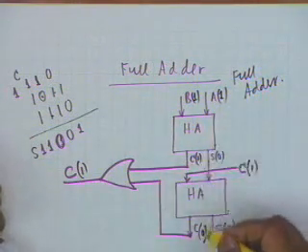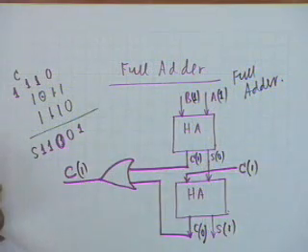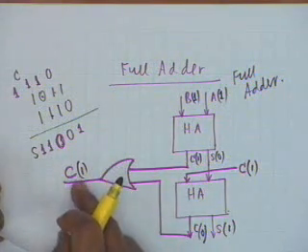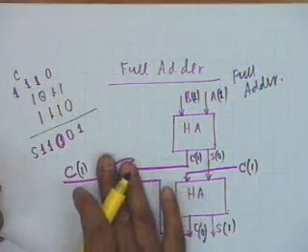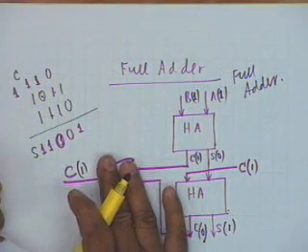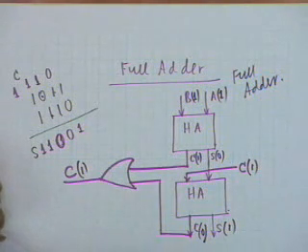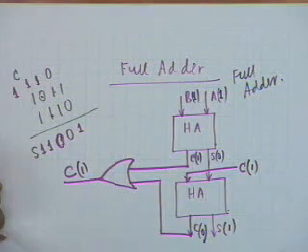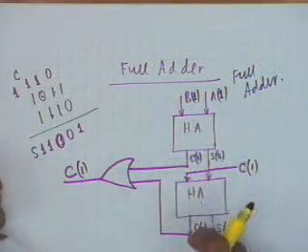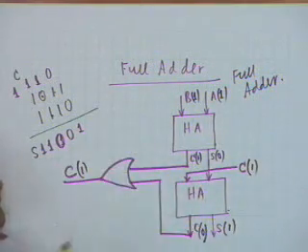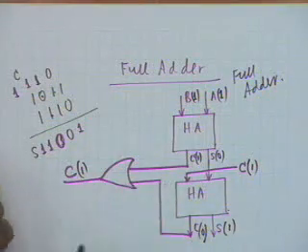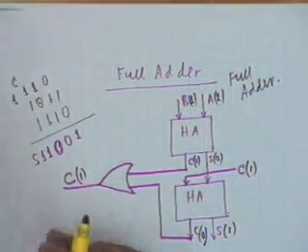Suppose this carry was 1, this carry was 1. Then this carry would have been, if it was not OR, if it was an AND, because if this is 1 and 0, this is and this will be 0. So you require an OR. You can show that this is the circuit.